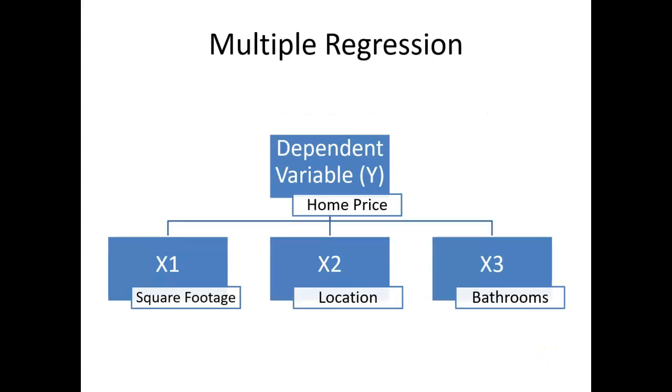This is just an illustration of what a multiple regression is. We have a dependent variable, say a home price, and instead of just one independent variable like square footage, you might also have location of the house and the number of bathrooms, and you could have an x4, x5, you could have many more independent variables in your multiple regression analysis.